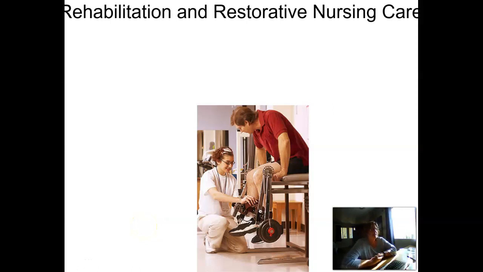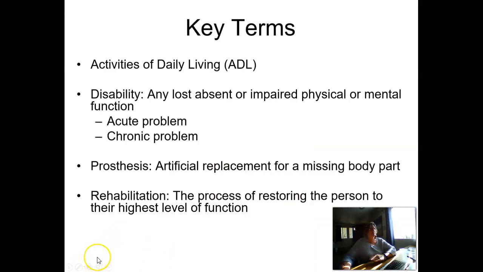We talk about rehabilitation and restorative nursing care, and that is the type of care that we're going to do to help somebody get back to their most optimal level of functioning that we can. So when we're taking care of a person, there are some key terms that we'll look at. We look at activities of daily living, and we said that is generally what a CNA does. The primary purpose of a CNA is to help the person with activities of daily living.